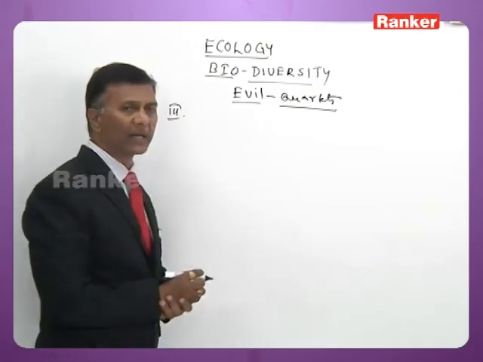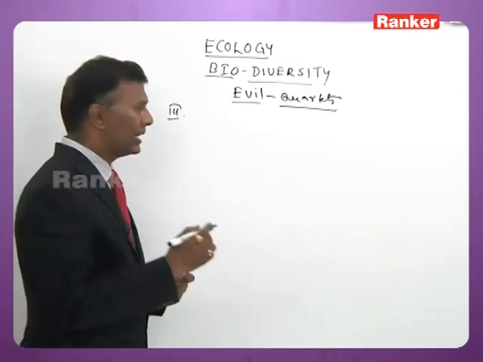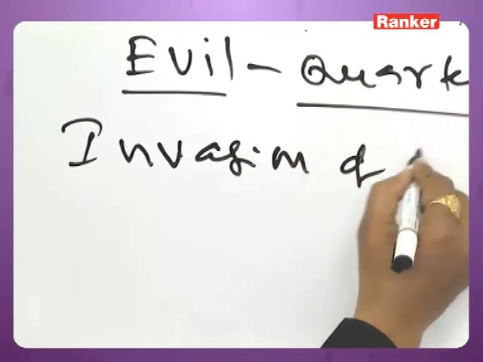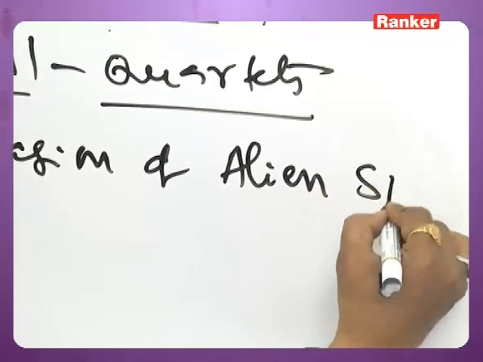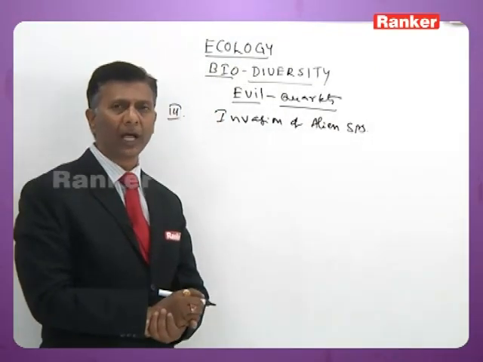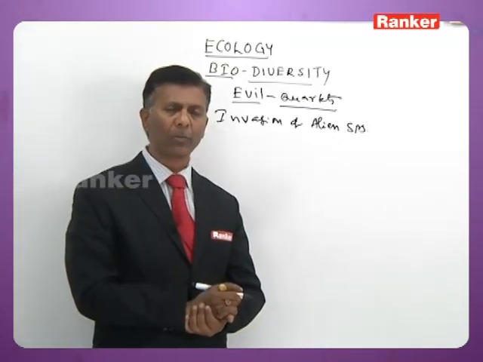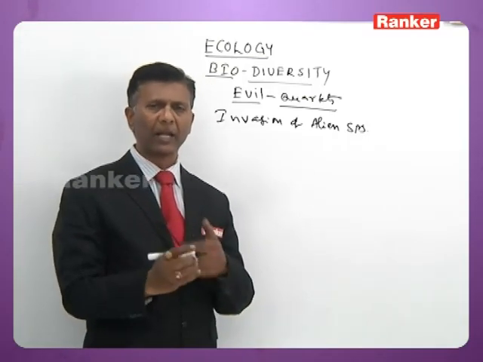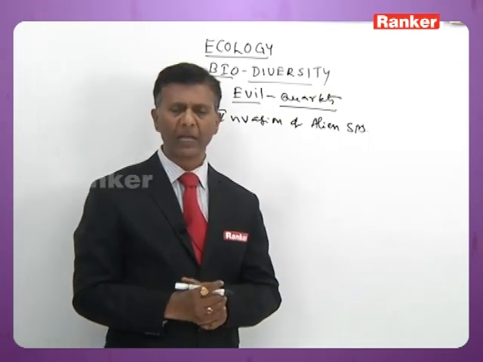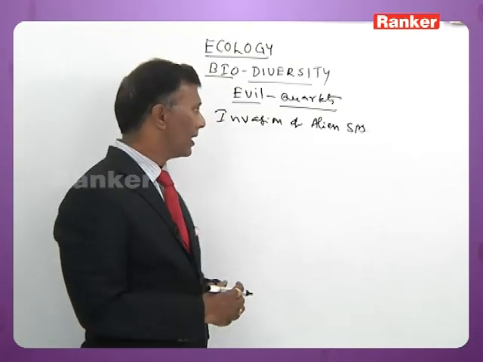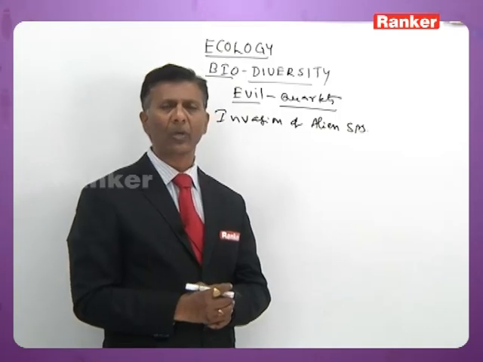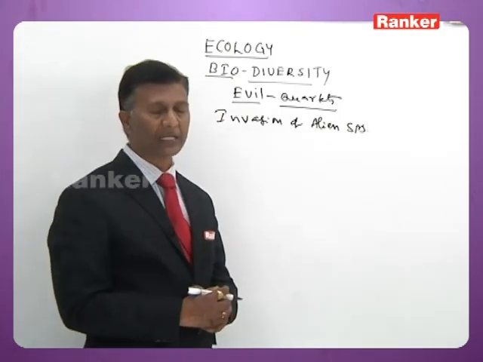Now the third evil quartet responsible for degradation is invasion of alien species. Certain animals from other countries are introduced into India for a good cause or a good purpose, but ultimately they have become a kind of nuisance or headache for the Indians, or for the farmers of India, causing extinction of indigenous varieties, posing a threat for the very existence of indigenous varieties of India.